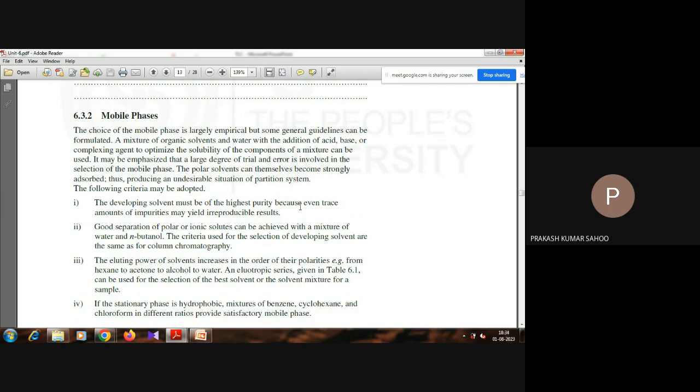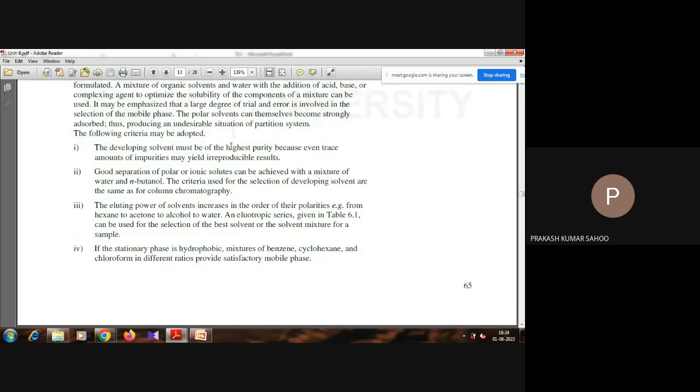And what are the criteria? The developing solvent must be of the highest purity. This is very important. The solvent must have the highest purity, because even a trace amount of impurity may yield irreproducible results. Good separation of polar or ionic solutes can be achieved with a mixture of water and n-butanol. The criteria used for the selection of developing solvents are the same as for column chromatography. So the criteria are more or less the same.